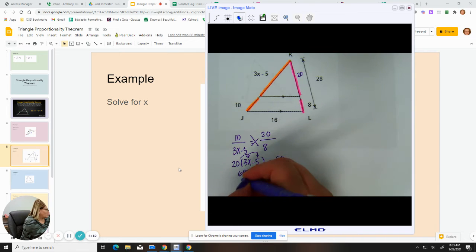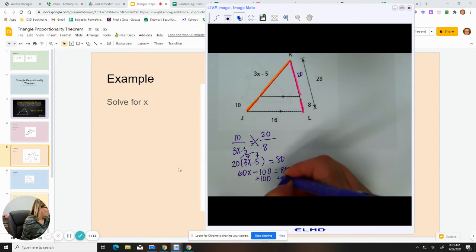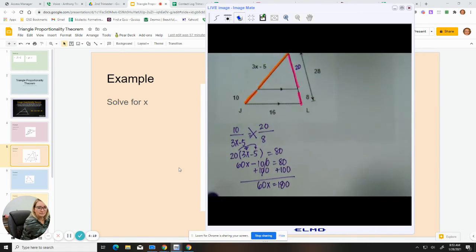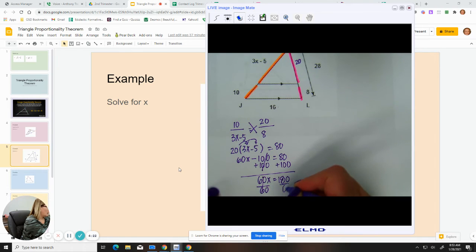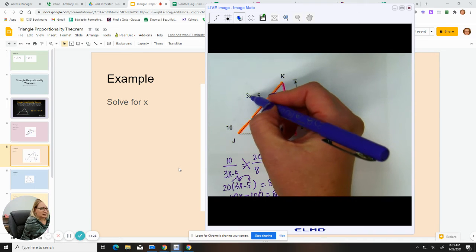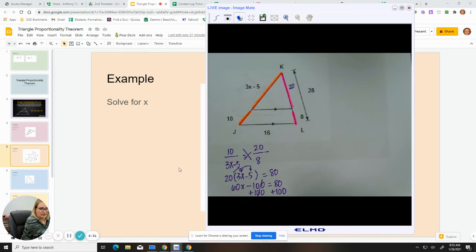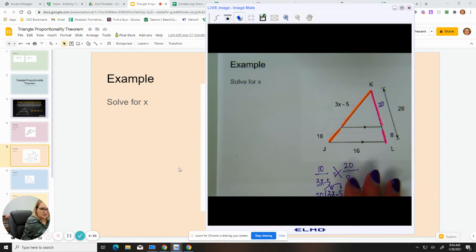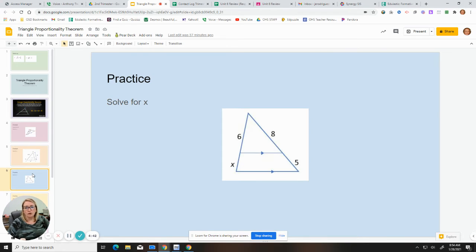Now we are going to add 100. And we'll get 60x is equal to 180. Divide by 60, and x is equal to 3. So that tells us 3 times 3 is 9, right? And that would solve our problem for us. That gives us x. Okay, but in this case, it doesn't have you plug it back in, just has you solve for x. Alrighty? So you guys, using that same thought process, go ahead and solve this one, set your proportion up, and see what you get for x.